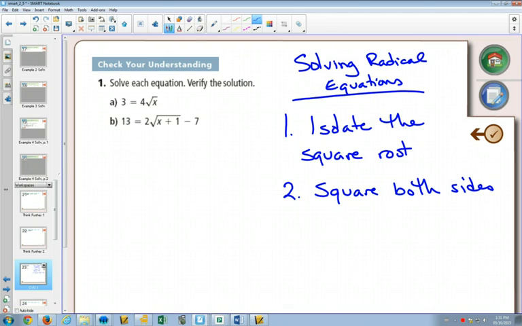And later on, we're going to do some where you have more than one square root in an equation. So I'm going to put as a step 3 in here, repeat. Because if you have two square roots in an equation and you square both sides once you've isolated one, you're going to still have a square root, and then you'd have to isolate again and square again. But for most of our questions, step 1 and 2, isolate the square root by itself and then square both sides, is going to work.